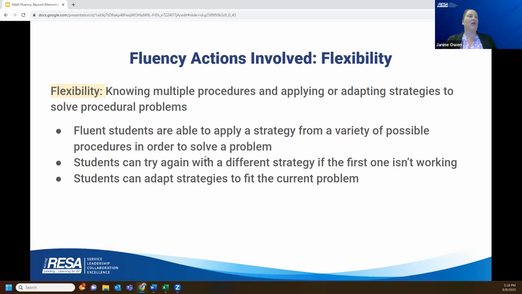So they know all of those strategies. Like I said, they can choose from a variety of strategies in order to apply it to a new problem or a new procedure. And they also know that once they start to apply their strategy, if that one isn't working, they can stop, think about it, go back and start over again with a different strategy. So students can also adapt strategies to fit the current problem. So one way of using a Make 10, for example, might look different when they're in first grade versus when they are dealing with fractions in fourth grade.